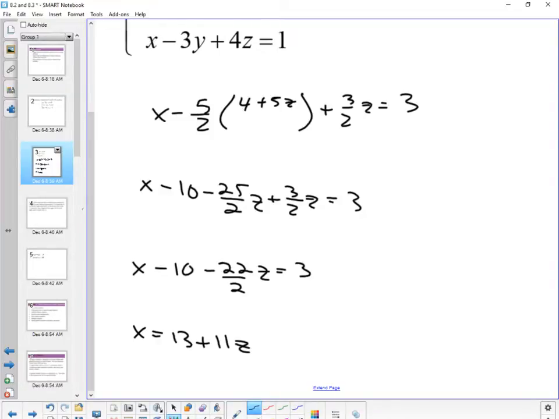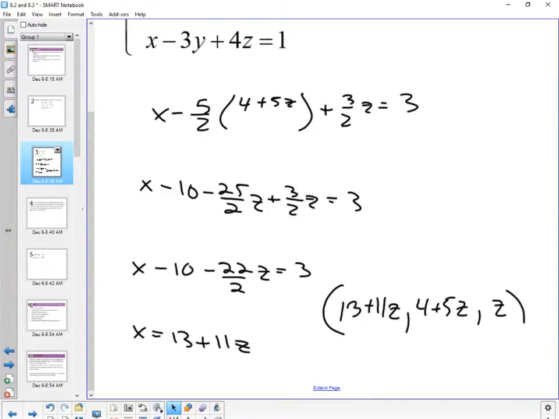So here's my solution. What's my value for X? 13 plus 11Z. What was my Y value? It looks like 4 plus 5Z. And then what's my last one going to be? Z. This system depends on what the value of Z is going to be. Oh my god. Does that make sense? Yeah. So there it is. X, Y, Z.